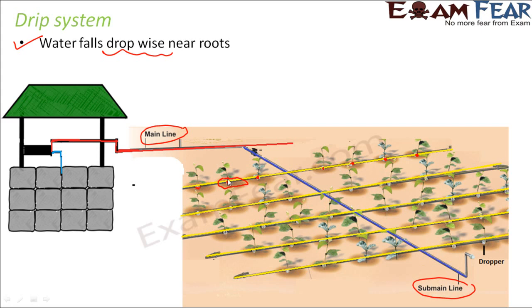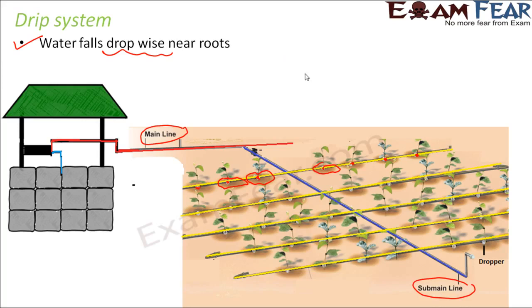So drops of water come out only near the root part. So just look at this portion. So this portion is wet. Only this portion of the soil is wet. So it is just going to provide water drop wise, not even like the previous sprinkler system. The water will not flow out in the form of sprinkles. Just drop wise some water will ooze out from these openings, and it will fall only near the area of the root.